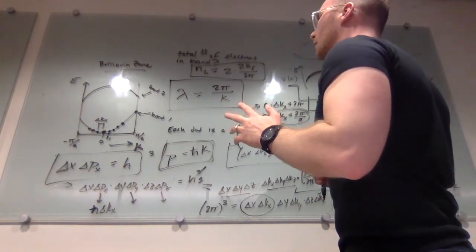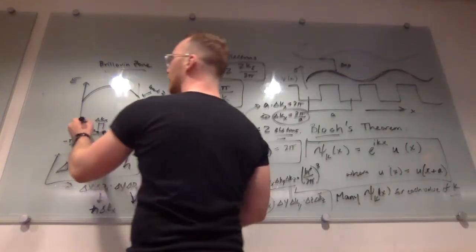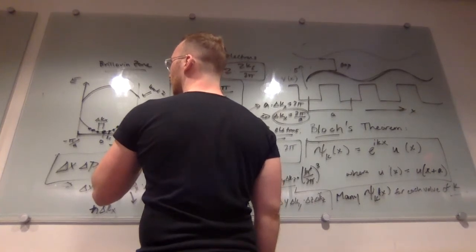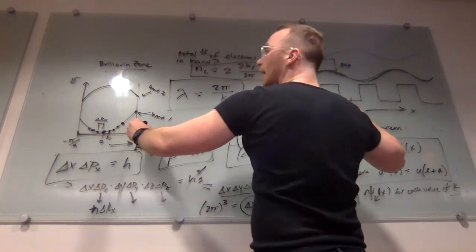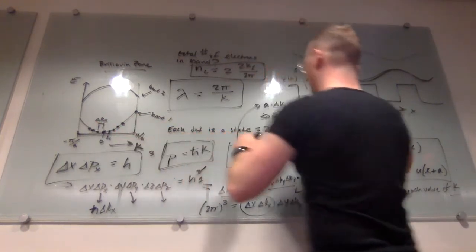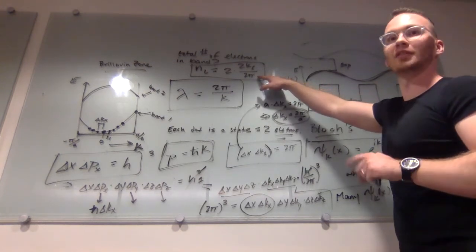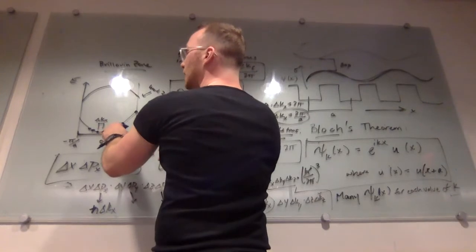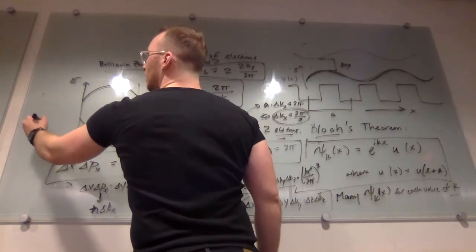Why am I... okay, I'm getting confused again. Somehow we should be basically saying the total length of this region is 2 pi over A, and each state takes up this much space. So if I divide them, hopefully I get this. So if all I'm doing is trying to count how many dots I can put, yes, if the total region is 2 pi.